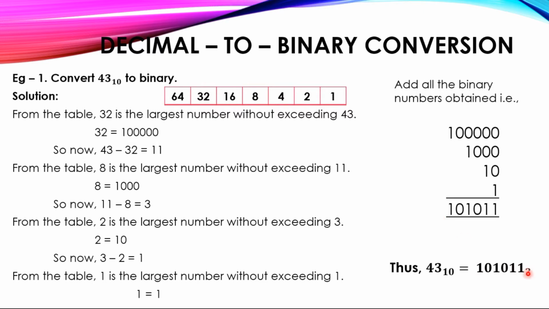Now here you can see I have written to the base 2. It's compulsory to write this whenever you are converting any number to another number. So 43 to the base 10 is equal to 101011 to the base 2 in binary. We'll see one more example. Convert 200 to the base 10 to binary.